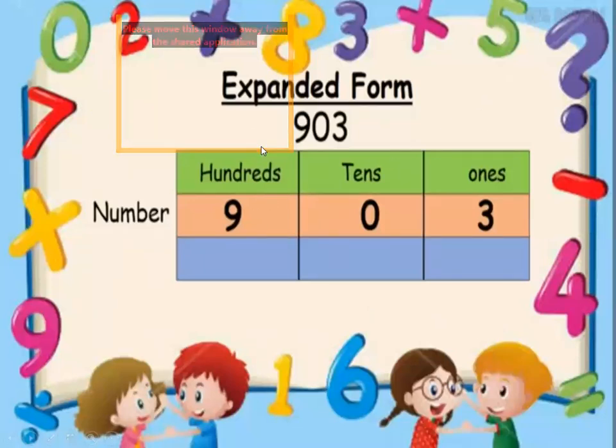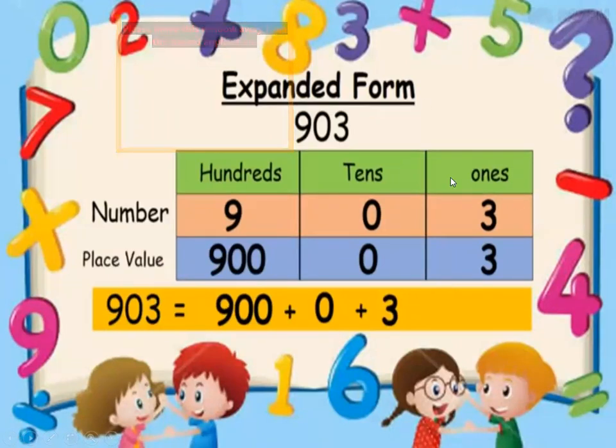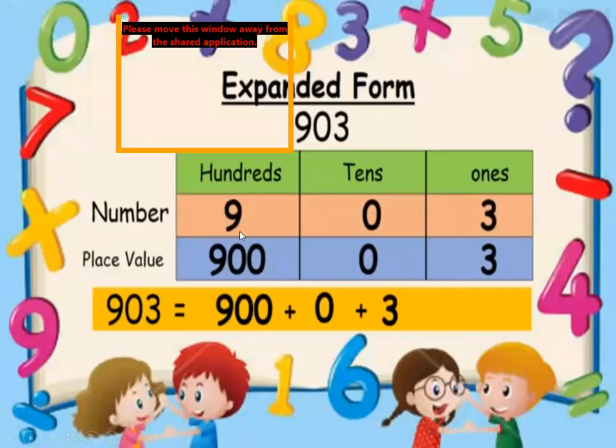Now we write the expanded form. Now we learn the expanded form of 903. In expanded form, we write the place value of each digit. We break the number and write the place value of each digit separately. So 9 is in the hundreds place, so the expanded form of 903 starts with 900.